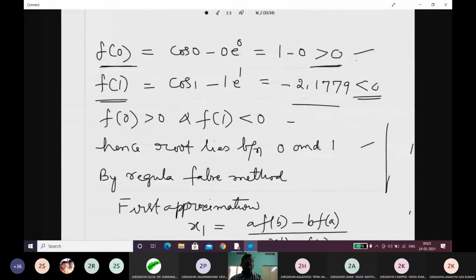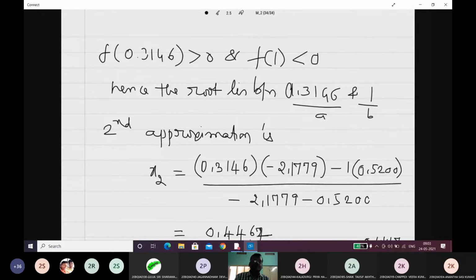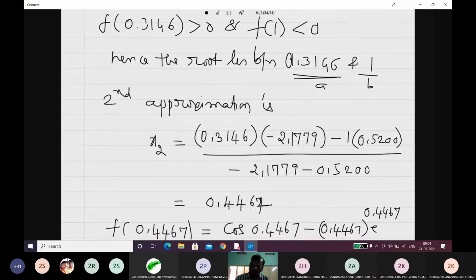And again, f of 0.3146 is positive and f of 1 is negative, hence the root lies between 0.3146 and 1. This is equal to a and this is equal to b, and the second approximation x2 is equal to a into f of b minus b into f of a, divided by f of b minus f of a. Here a is equal to 0.3146 and b is equal to 1. So 0.3146 into f of b, which is minus 2.1779, minus 1 into 0.5200, divided by minus 2.1779 minus 0.5200.